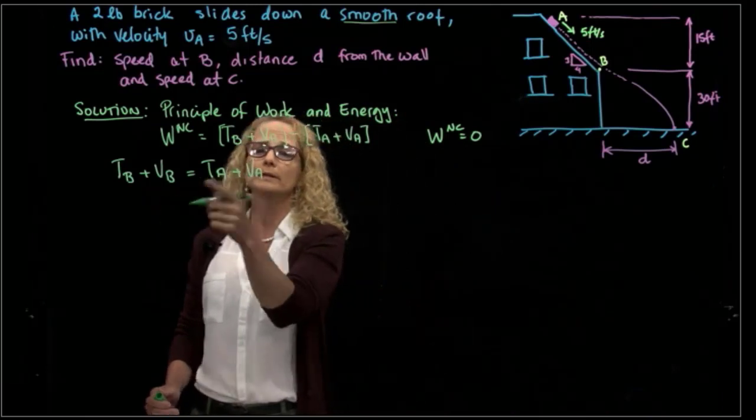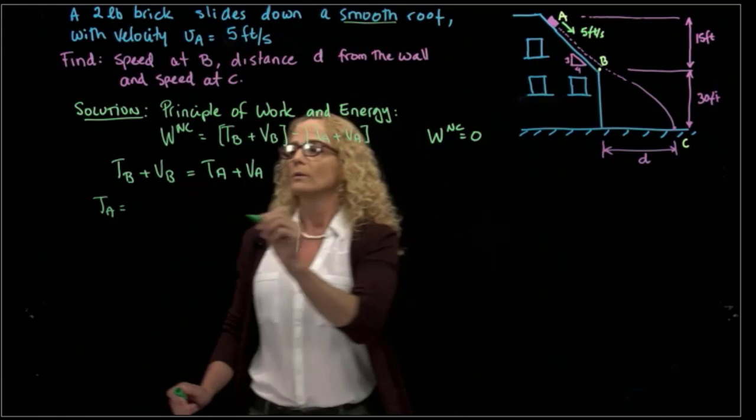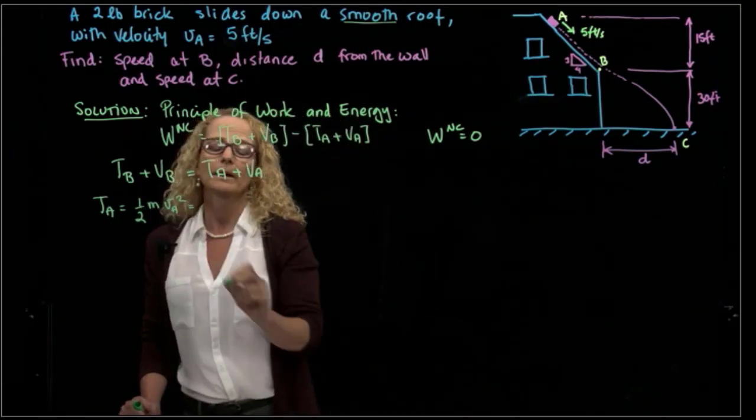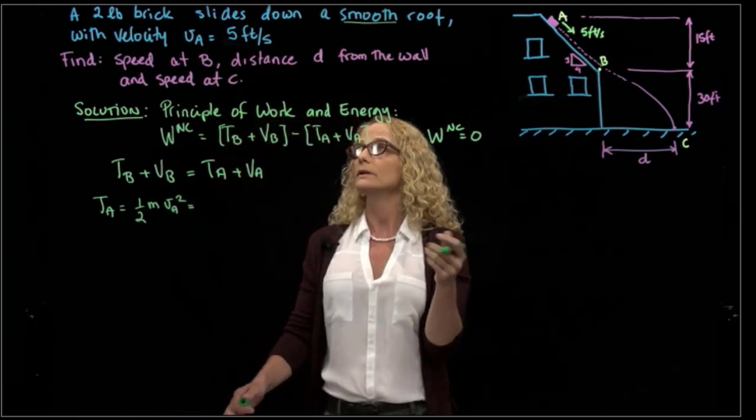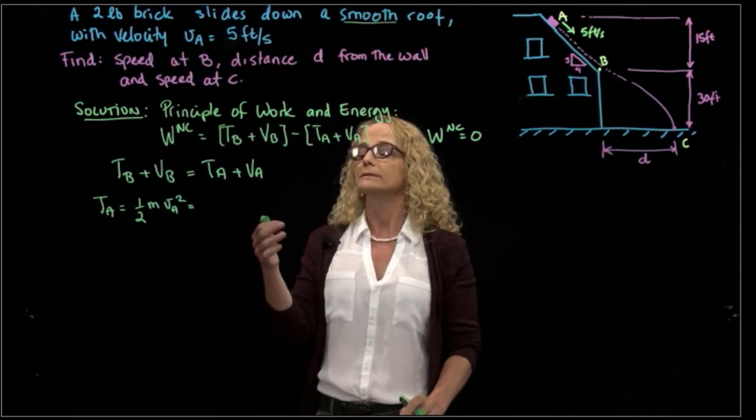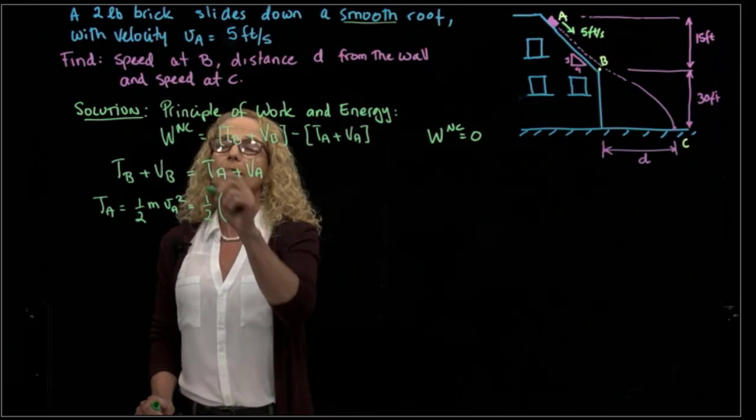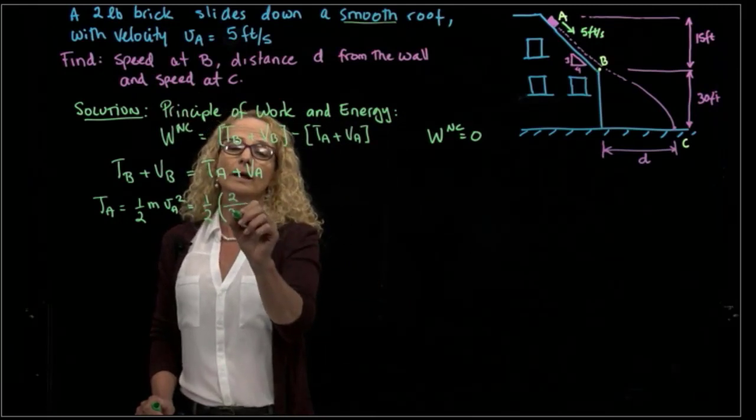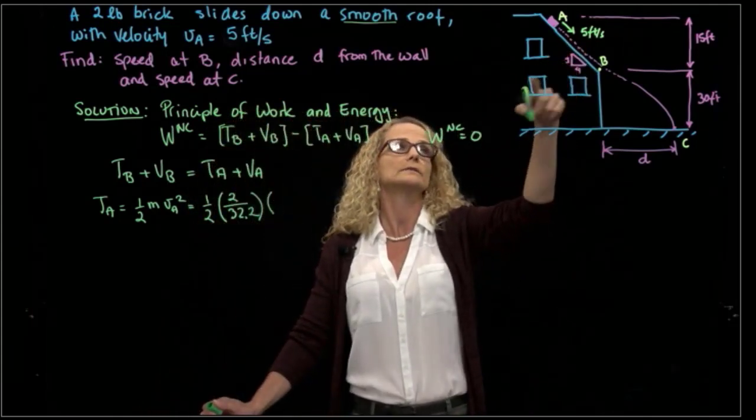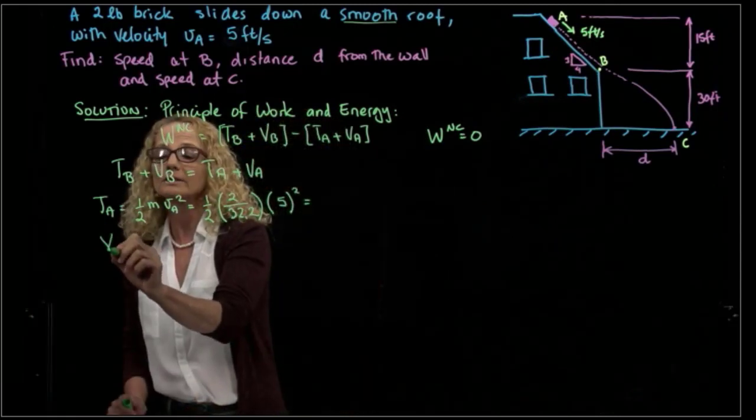So let's calculate all this. We start with kinetic energy at point A. We know the velocity, so it is 1/2 mass times velocity A squared. Remember that in American or British units, the pound is the basic unit and mass is a derived unit, so we take our weight and divide it by gravity to get our mass. The velocity is known because we are told it's 5 feet per second, squared.